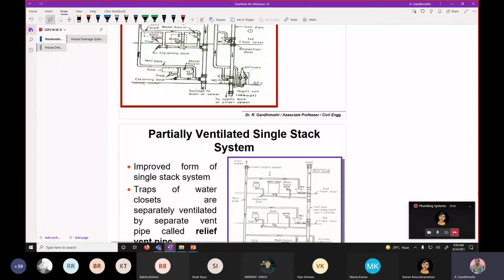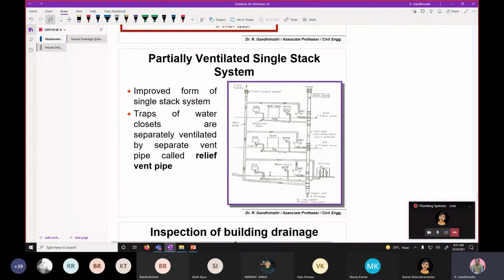And then the partially ventilated single stack system. It is an improved form of the single stack system. It has 2 pipes similar to the 1 pipe system, but the vent pipes are connected only to the water closets, not to all the wash basins and bathrooms. That's why it is called partially ventilated. In the 1 pipe system, everything is ventilated by connecting the soil pipe with the vent pipe. Here it is only partially ventilated.